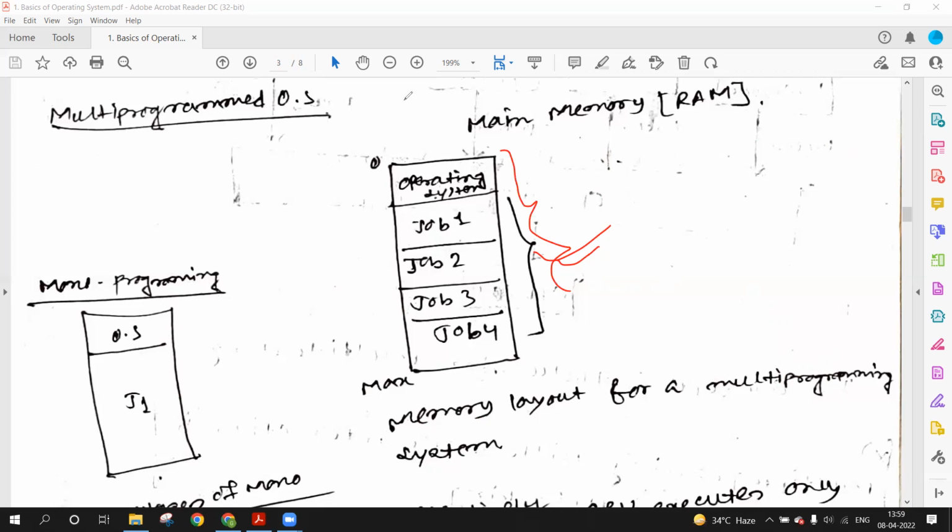Clear? This should be clear, because this multi-programming operating system is very much advanced from monoprogramming, and so we switched from monoprogramming to multi-programming.